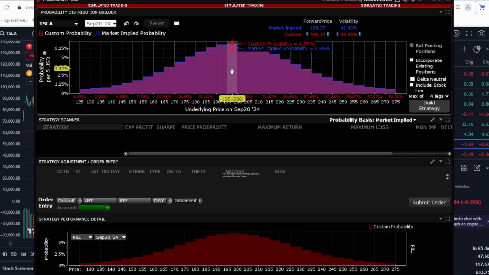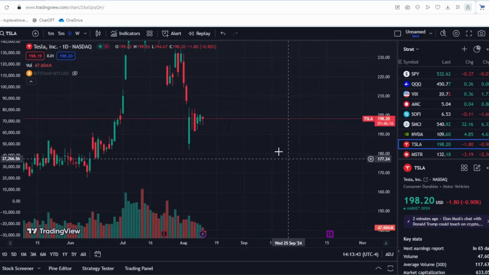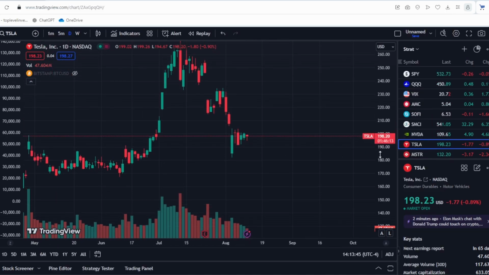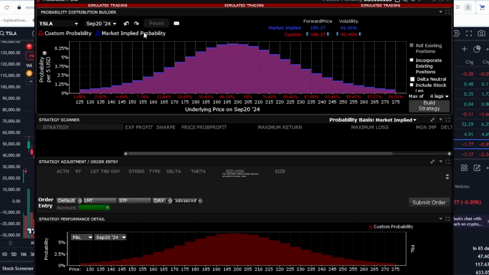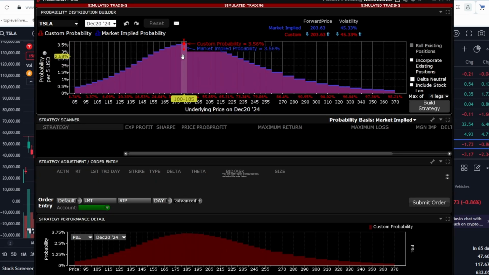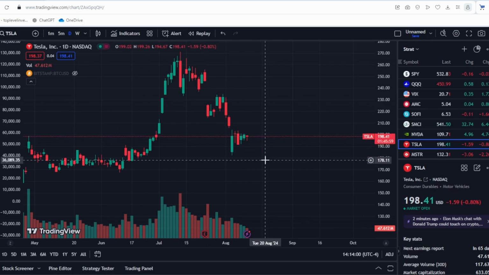Now let's look at the market forecast. What does the market predict for mid-September? The market predicts a price between $195 and $200, which is the same range where Tesla is currently trading. This is obvious because September is just around the corner. Let's look at the end of the year. What is happening there? Here we see Tesla at a level of $180 to $190, which means the market is predicting a slight decline by the end of the year.